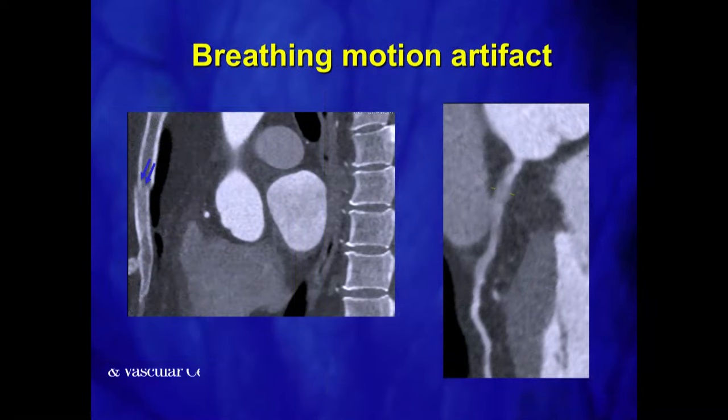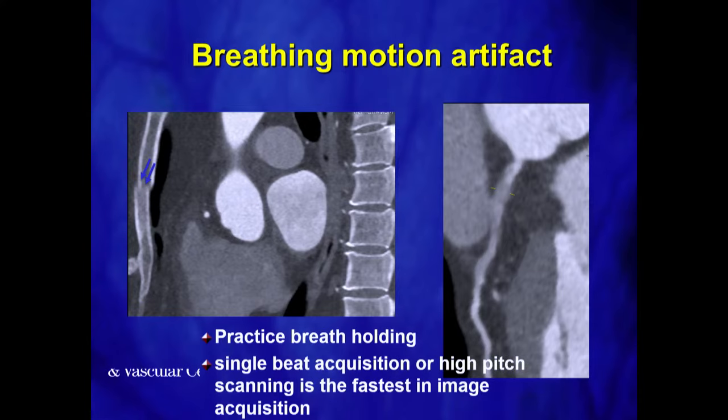If the patient took a breath during the examination, you're going to see this line in the sternum. So this break in the sternum can render the coronary segment blurry. And this is what breathing motion artifact would look like. Always, our techs practice breath holding with patients, not only to see how long they can hold their breath, but what their heart rate would do during the breath holding. And obviously, if we use a single beat acquisition or a high pitch scanning mode like the FLASH, we are able to minimize the breath holding duration for the patient down to almost 2 seconds using these new scanning modes.